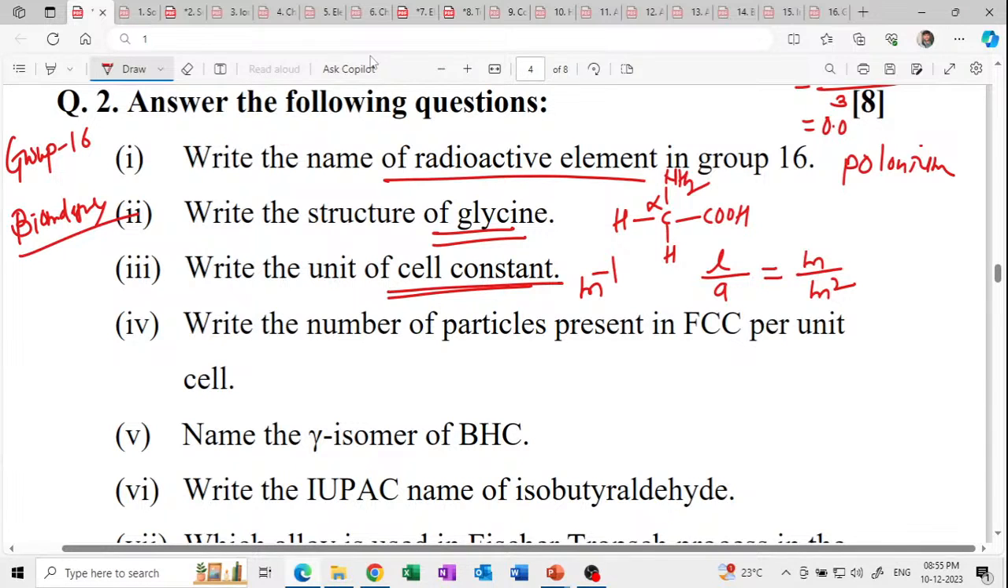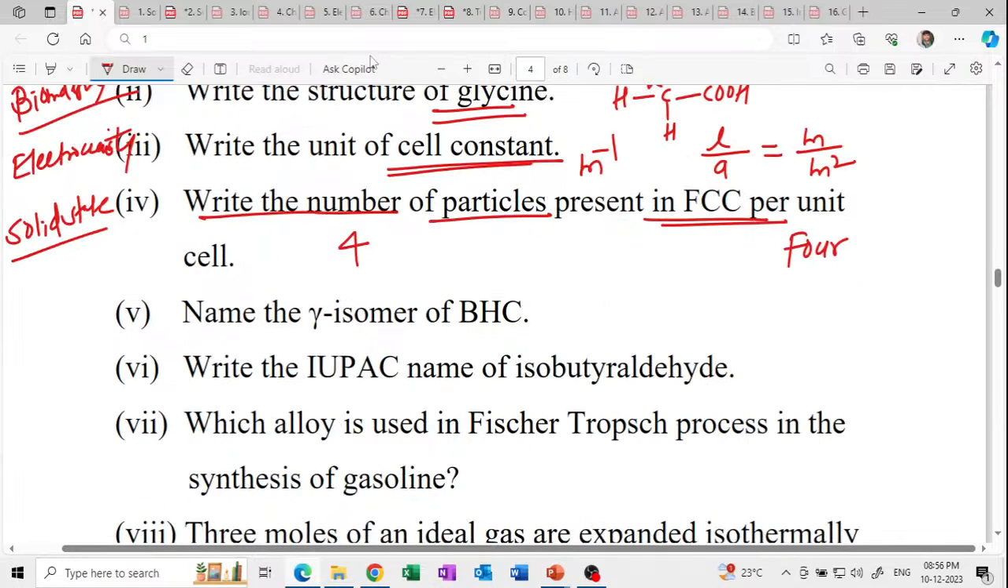Solid state is chapter number one in that section. There are 4 particles present in FCC per unit cell. BCC has 2, next is body centered, and next is simple cell. Simple cell has 1. Okay, note it down: FCC has 4 particles.